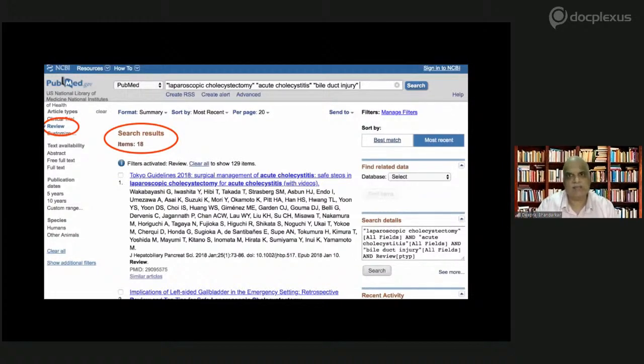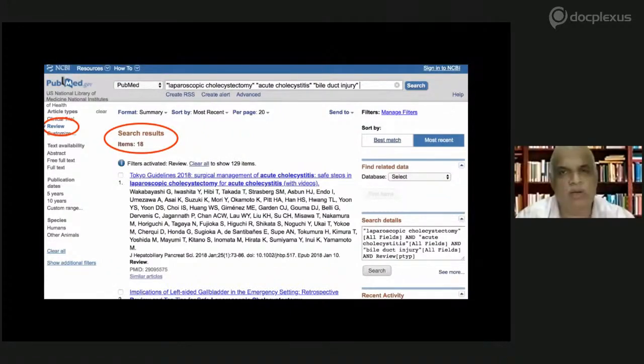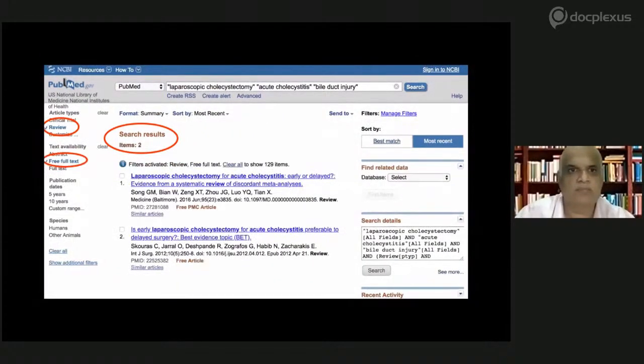But as I said, at some stage, once you have enough knowledge, once you start reading these review articles, each of those review articles would have cited certain papers which you can go and track and access and look through. So that is the strategy that one uses for searching and researching the literature.